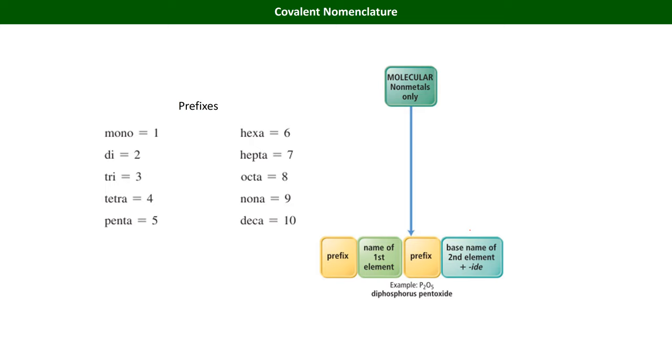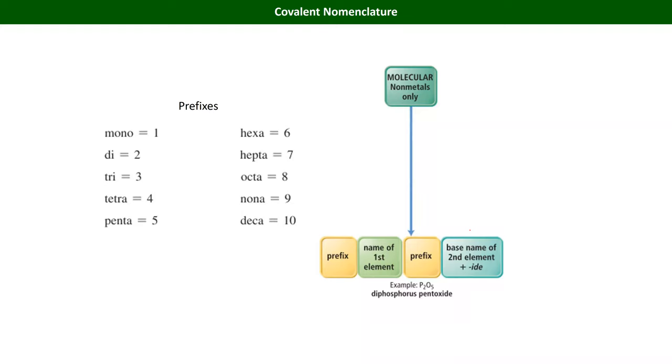So mono means one, di means two, tri means three. In everyday use, I always thought the next one should be quad. But it's actually tetra, which is the Greek number for four, rather than quad, which is Latin-based. These are all Greek-based rather than Latin-based. Some of them overlap, though.